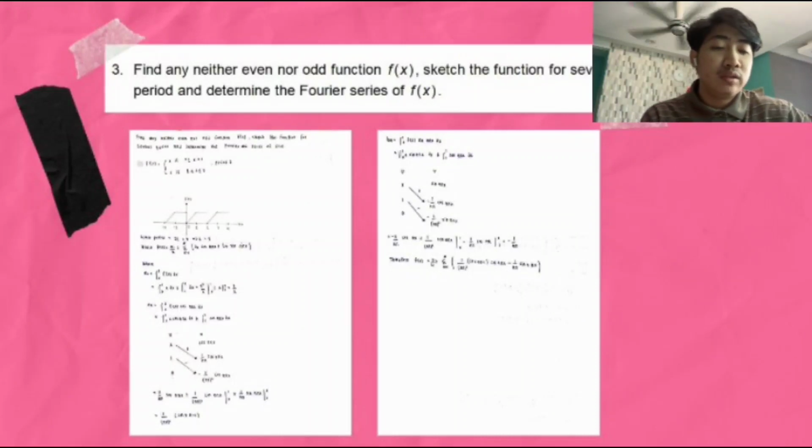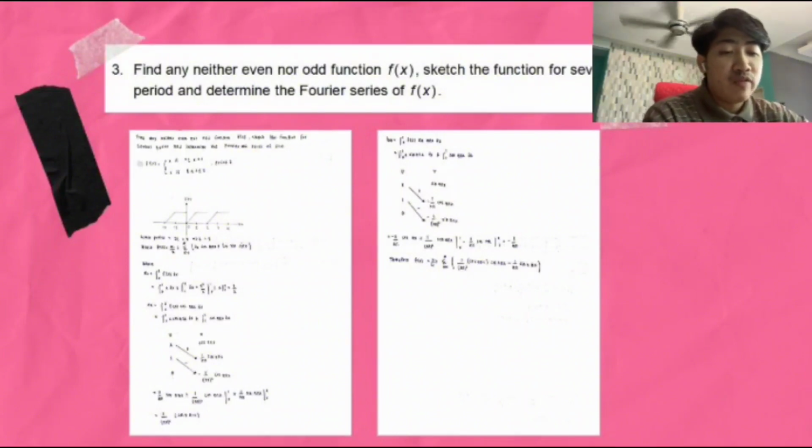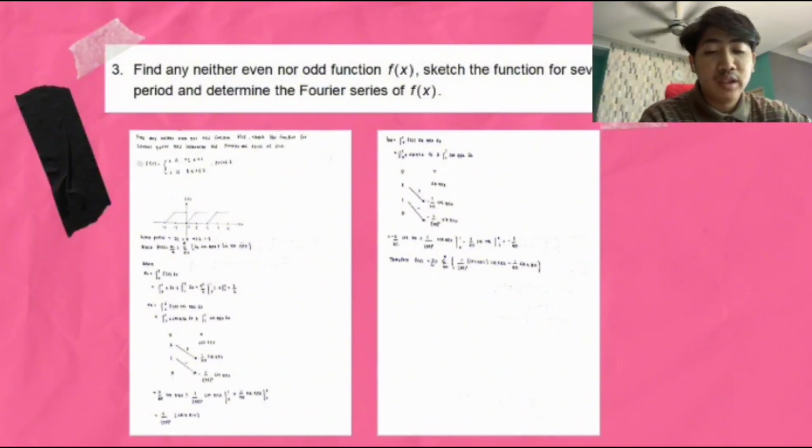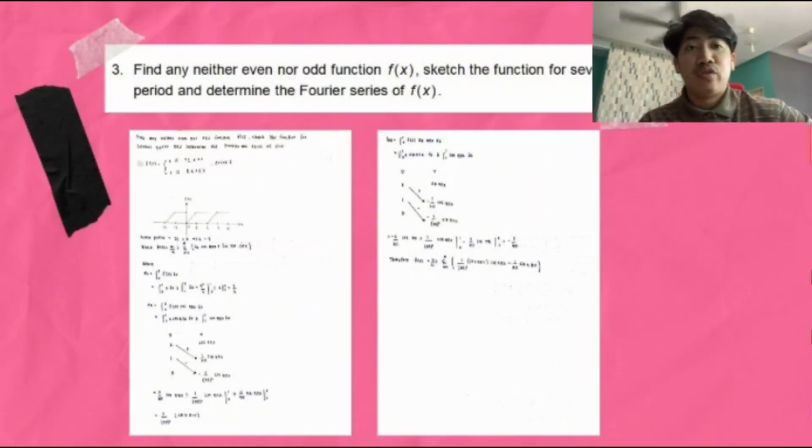And the answer for bn is negative 1 over n pi. Therefore f(x) equals 3 divided by 4 plus 1 divided by n pi to the power of 2, bracket cos n pi minus 1, bracket cos n pi x minus 1 over n pi sin n pi x. So that's all for task 1. Thank you.